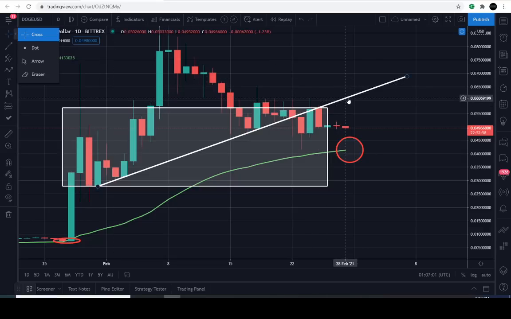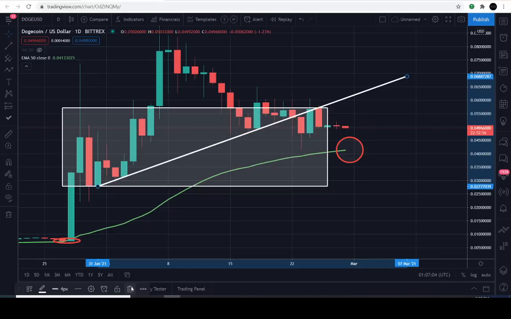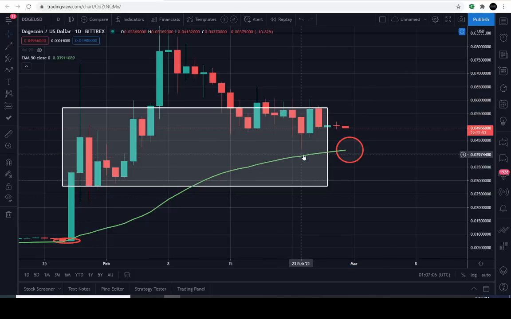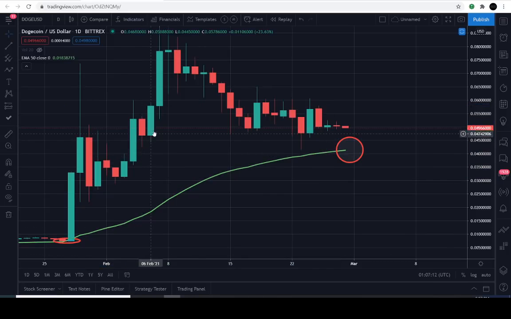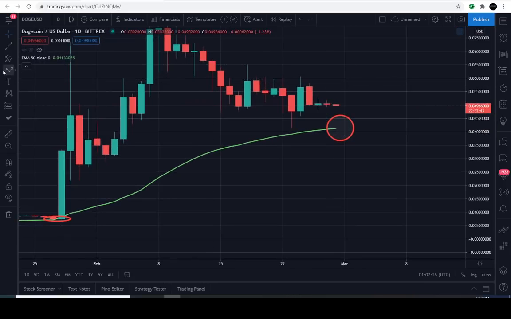This ascending line, let's just go ahead and erase it for now. We can probably put it back on the chart at a later date, but I want to erase everything in terms of the range that it is consolidating within, because I want to show you this exponential moving average. Since it appears that Dogecoin has lost that imaginary ascending line that I just erased off the chart, the line below it is, again, the 50 exponential moving average.